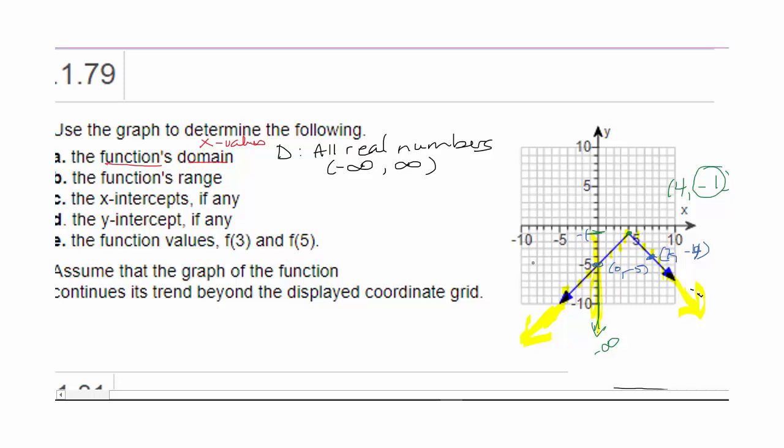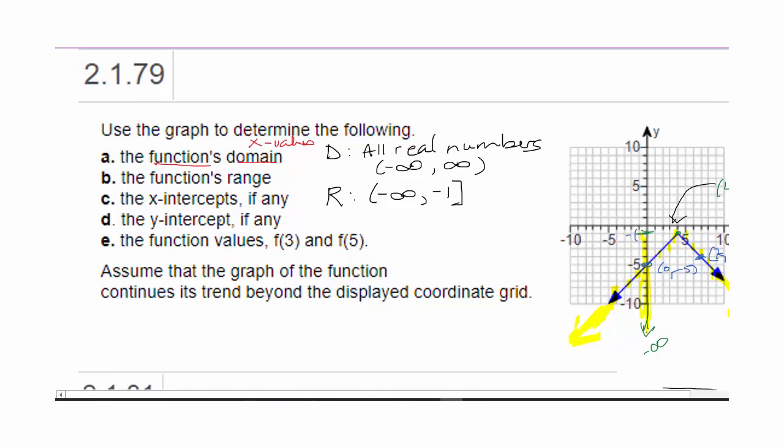But we can't list them all, so we have different options, but in interval notation, this would be negative infinity up to -1. And we're actually including the -1 because there actually is a point on the function with a y value of -1. So we're going to have a bracket there to indicate we're including that point. Okay, so that was part B. We were finding the range of the function.